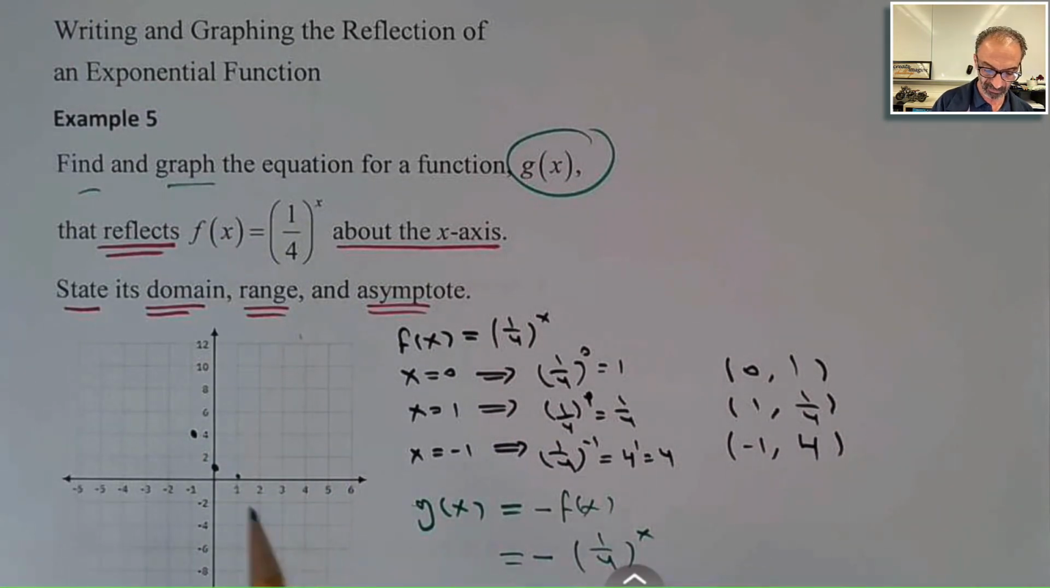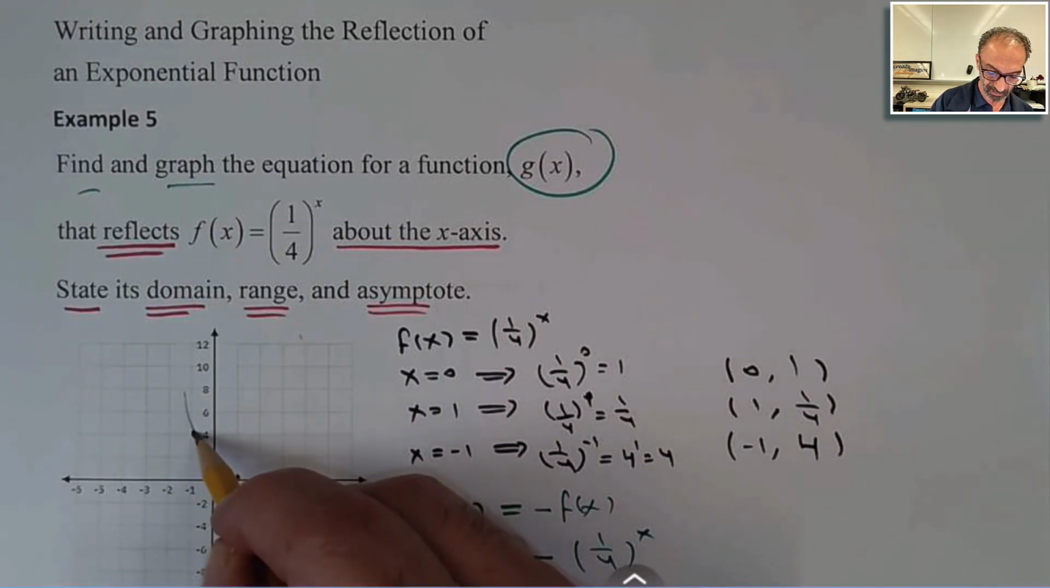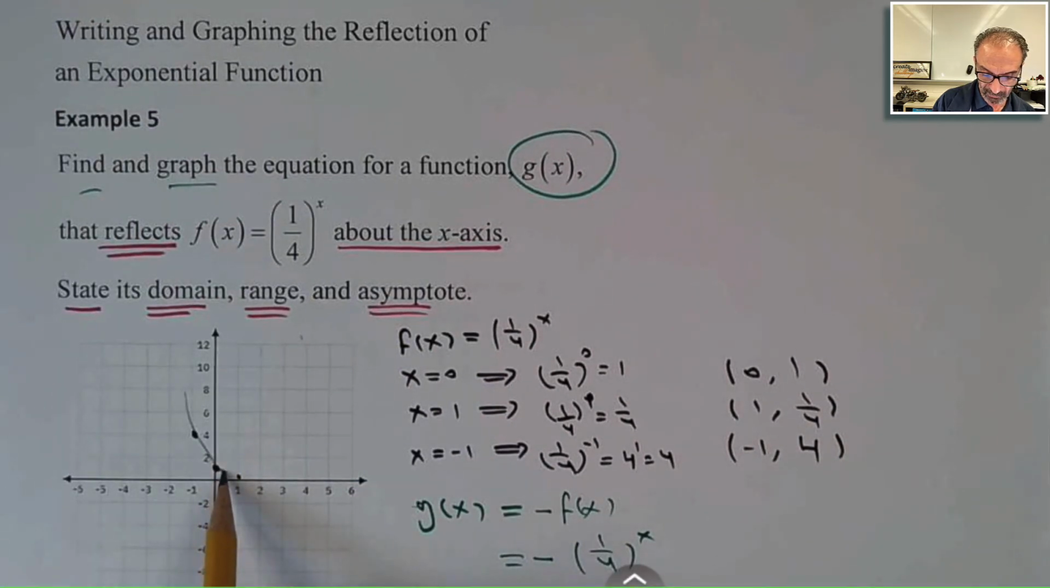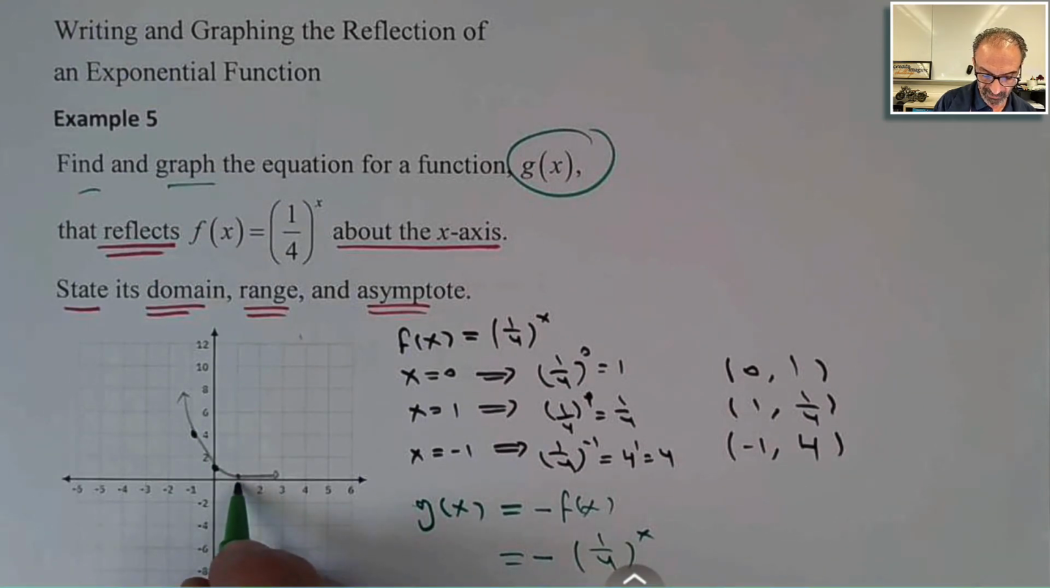Graph it. Somehow it looks like this. This is the original equation. We're going to reflect it about the x-axis. So the new equation, I'll use green for it since I'm using green here, is going to be down there. Instead of 0, 1, it's going to be 0, negative 1. Instead of negative 1, 4, it's going to be negative 1, negative 4. And that's fair enough.